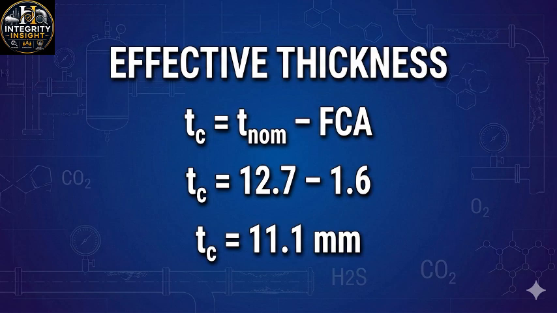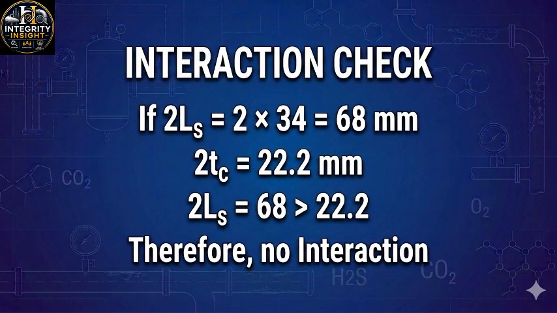This effective thickness becomes one of the most important parameters in the entire assessment because it is used repeatedly throughout the screening process. Step 2. The next question is whether the two laminations interact. If defects are located too close together, the vessel may behave as though it contains one larger defect. This can significantly reduce integrity.